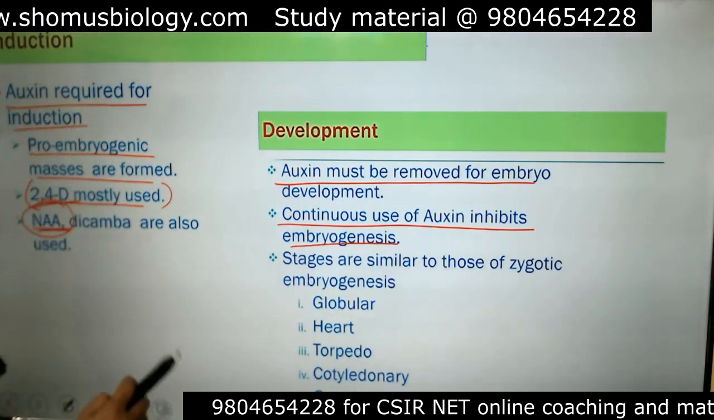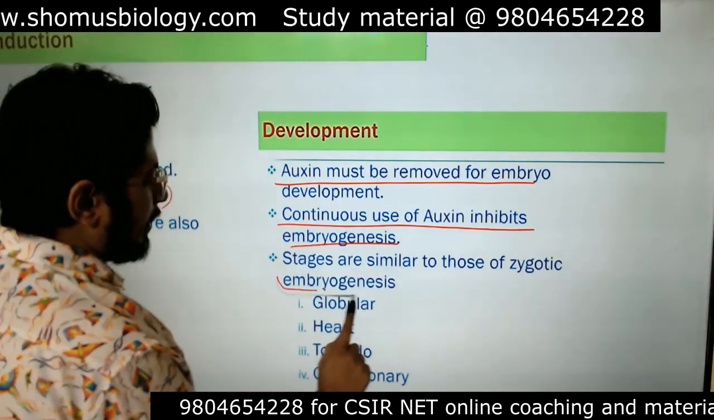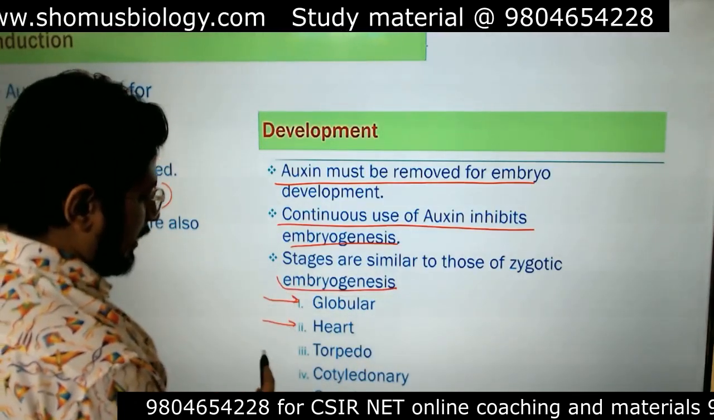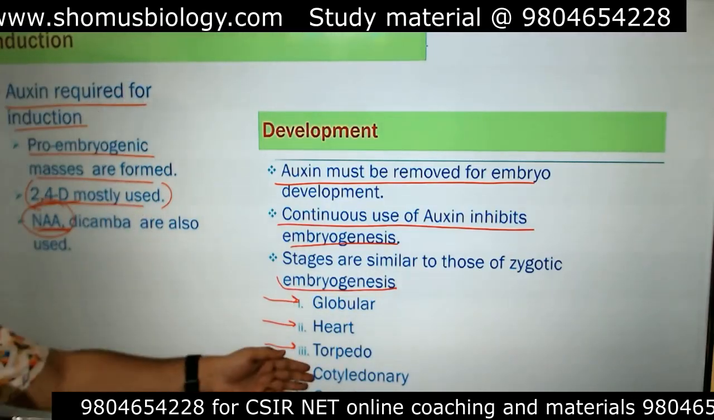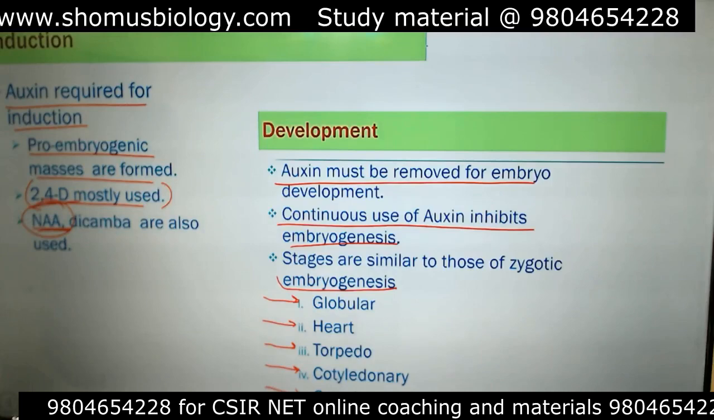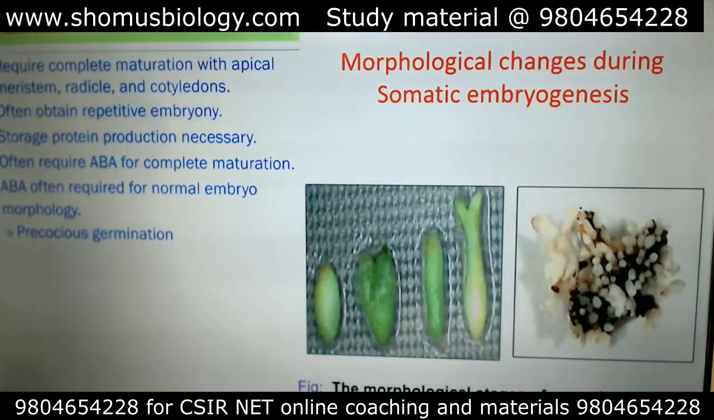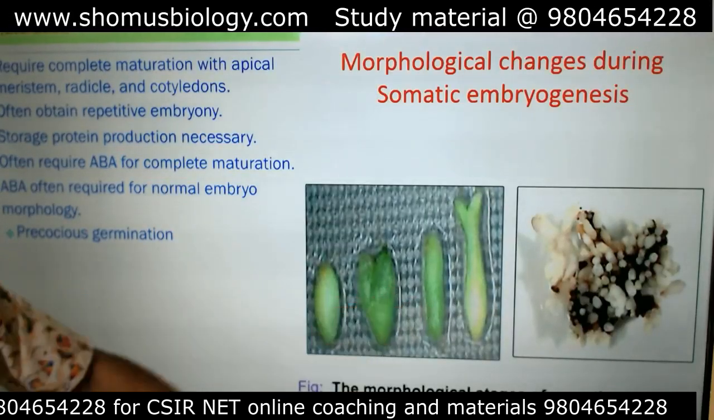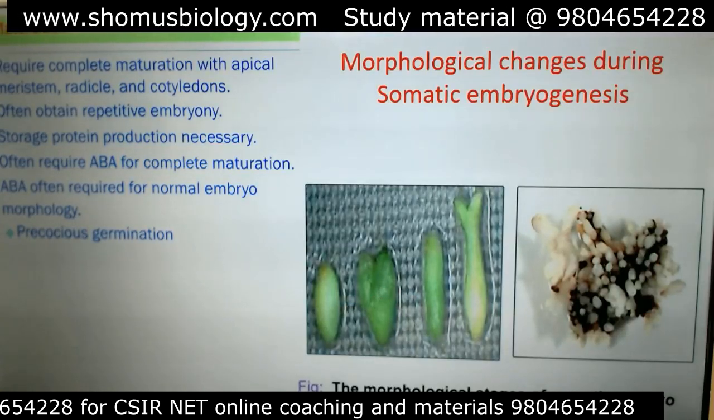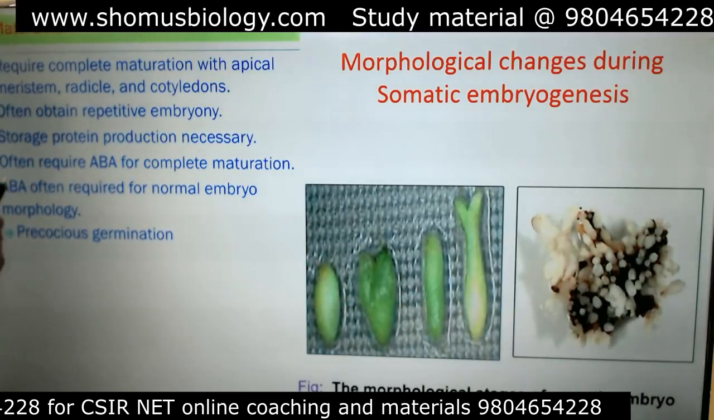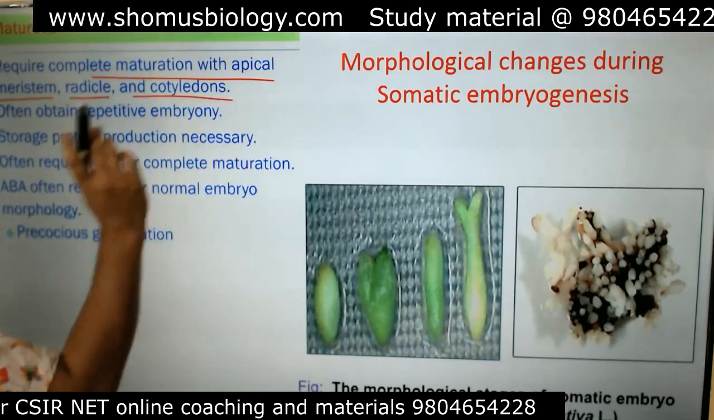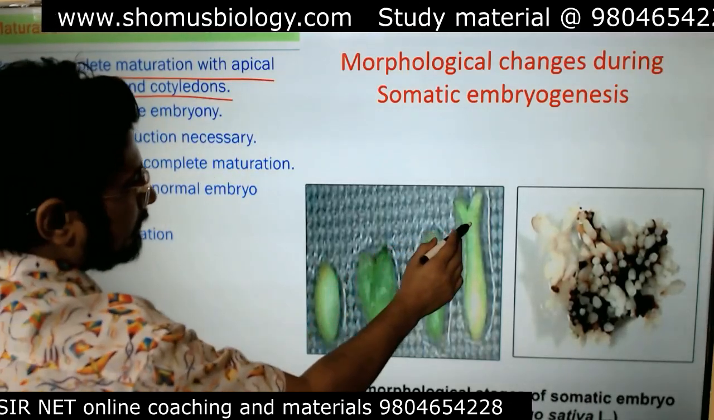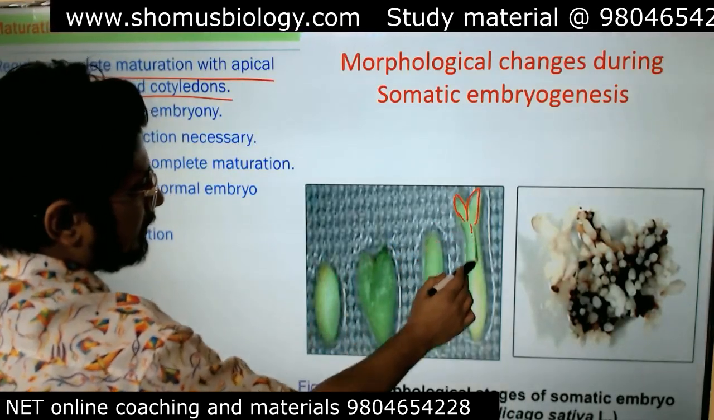Okay. Stages again, similar to zygotic embryogenesis, are globular, heart, torpedo, cotyledon, and germination. Cotyledonary stage is also the cylindrical stage. Here you can see the real picture of how it looks. Okay. Maturation is the last stage, requiring complete maturation with apical meristem, radicle, and cotyledons. Apical meristem, cotyledons, and radicle.